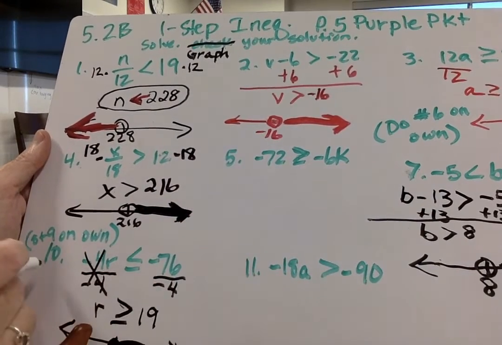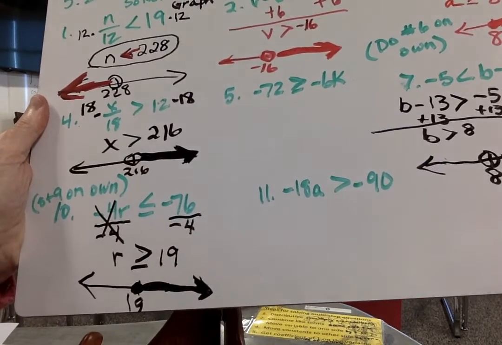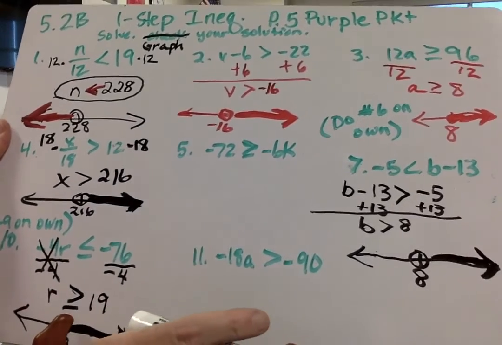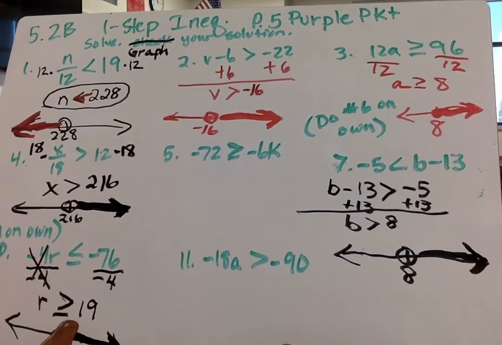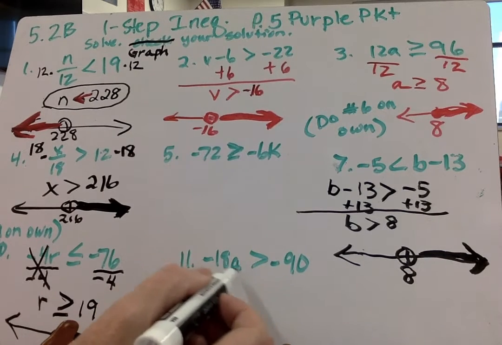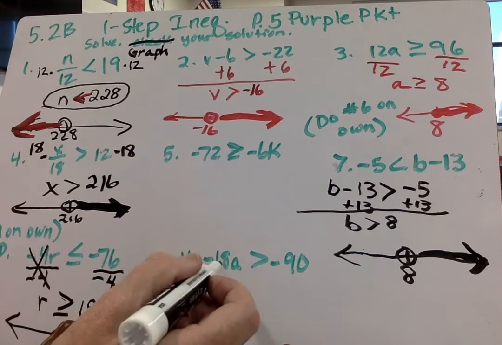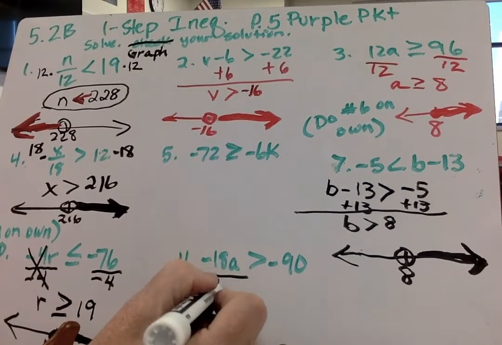Okay, 11 is very similar to 10. And again, there's the answer to that. If you need to pause the video, go ahead. But I'm moving on. Right here, negative 18. This is not subtract, so we do not add 18. This is the number right next to the letter, multiplication. So we have to divide. So it's negative 18 times a. I'm going to divide by negative 18.